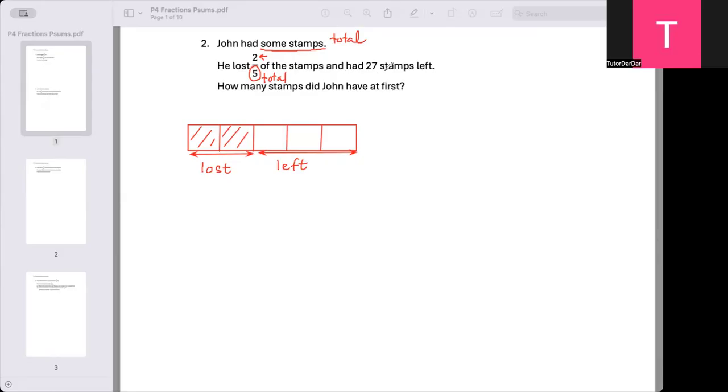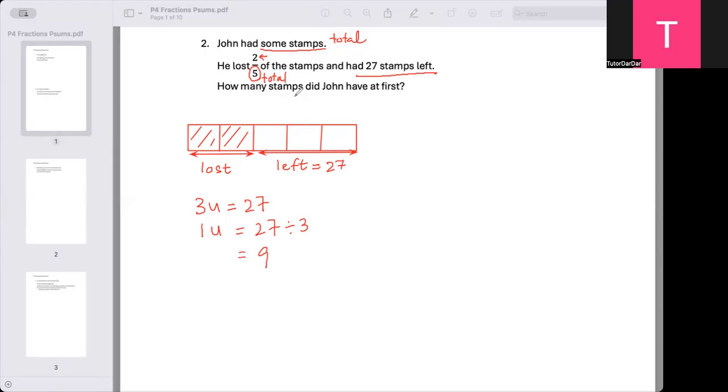But do you notice that they say 27 stamps left? So left is equal to 27. So let's look at this. How many units is equal to 27? We have 1, 2, 3 units. So 3u equal to 27. So 1u is equal to 27 divided by 3 equal to 9. So 1 unit is 9.